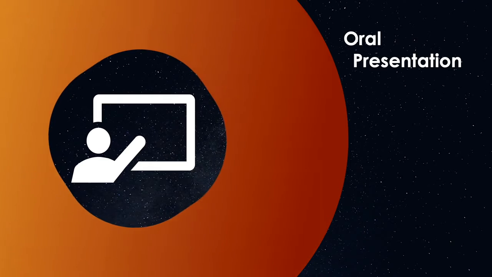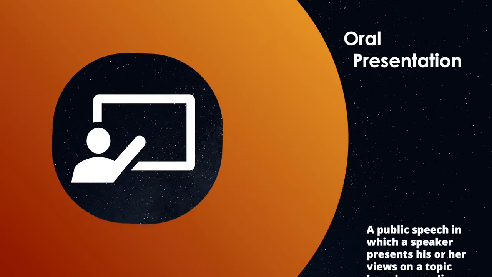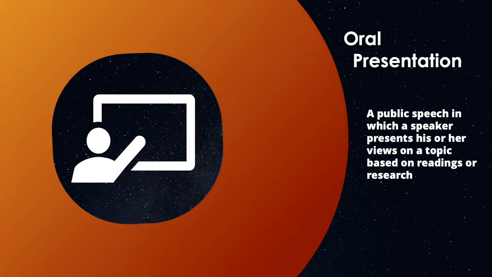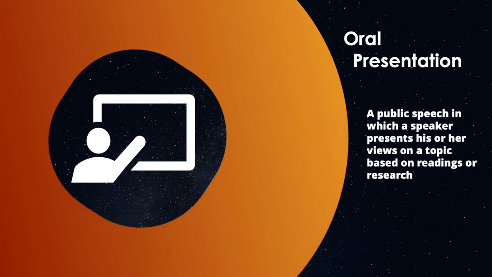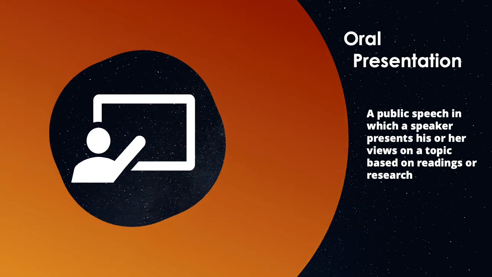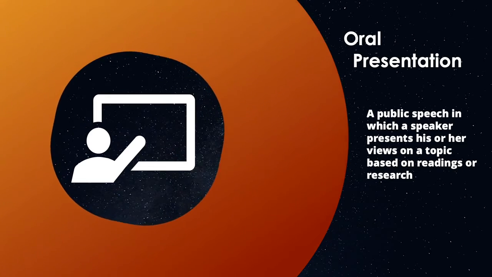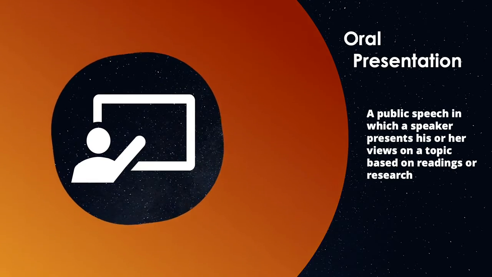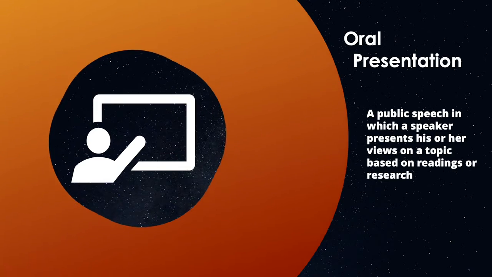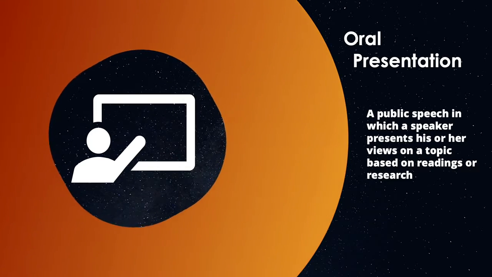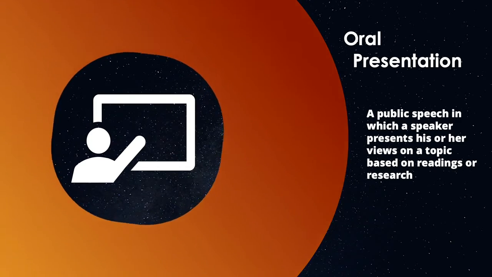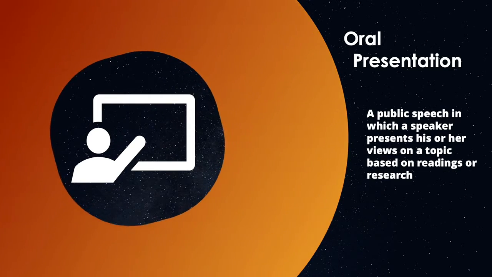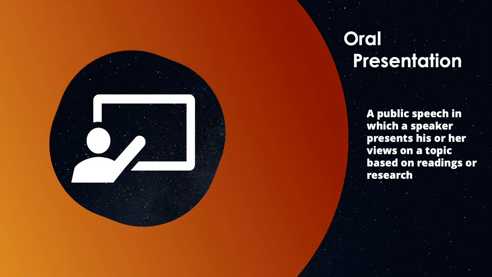The next type of scientific writing is oral presentations. An oral presentation is a public speech in which a speaker presents his or her views on a topic based on readings or research. It may seem a bit counterintuitive to classify this as scientific writing, but successful public speaking requires careful planning, organization, and many times writing out your main talking points. Examples of oral presentations include thesis and proposal defenses, presenting at a conference, or to the general public.